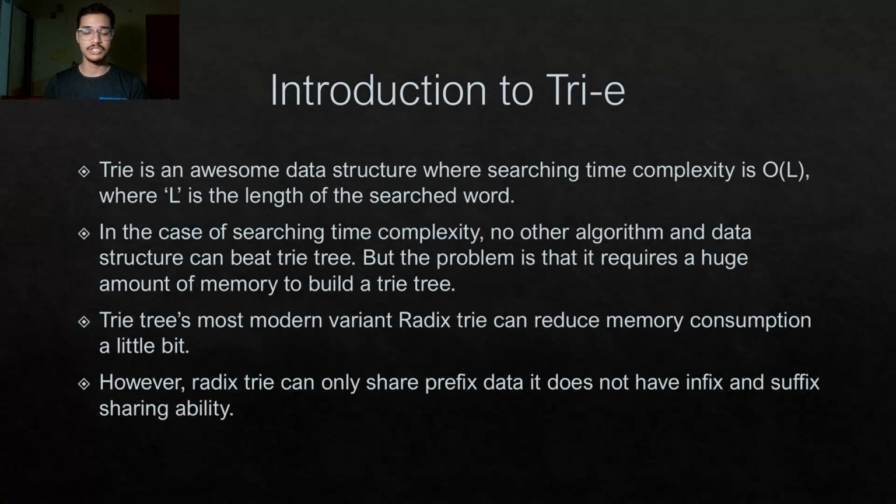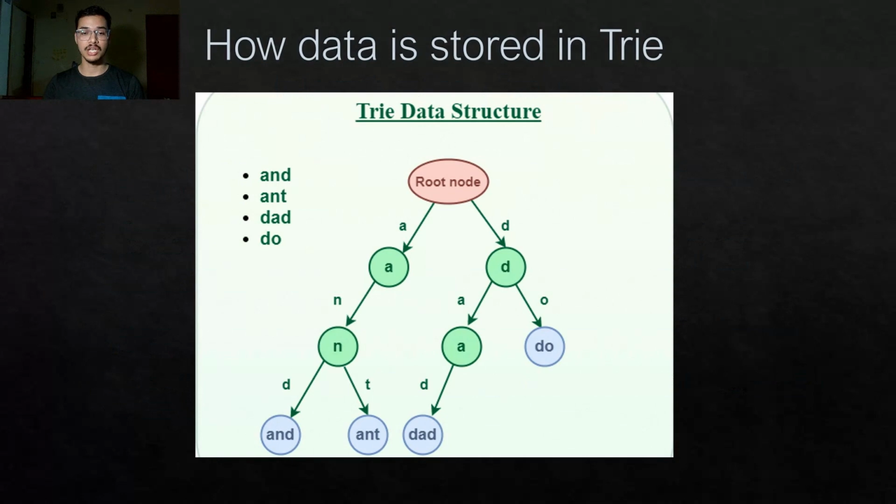A trie is a tree-like data structure that is particularly efficient for storing and retrieving words or strings, with a complexity of O(L), where L is the length of the word. It is especially useful for tasks like autocomplete and searching for words with a common prefix. Now, how is data represented in the trie?